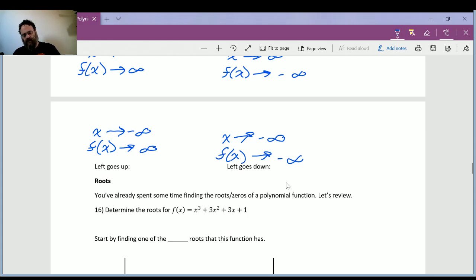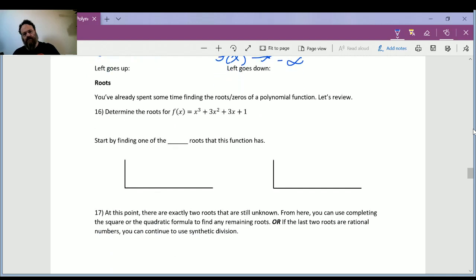So how are we doing at the moment? I just wanted to check in really quick. Because now we're going to start talking about roots again. No, we're good.